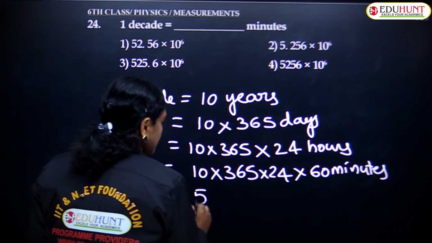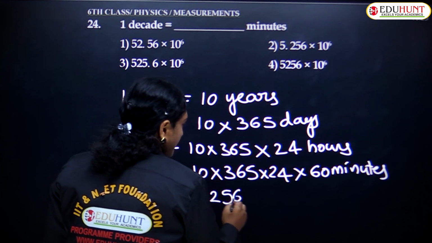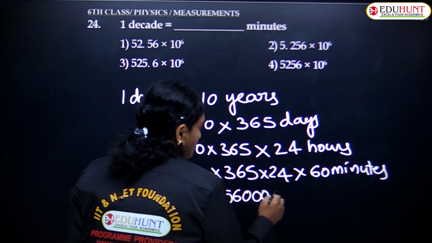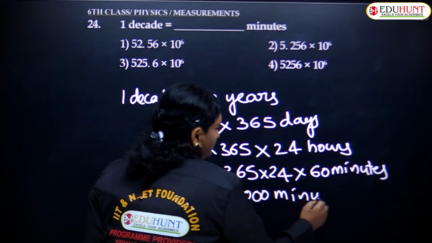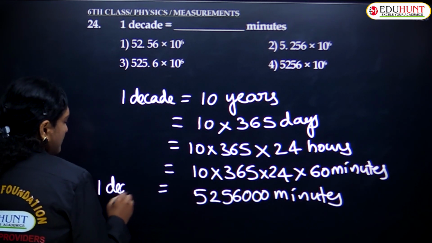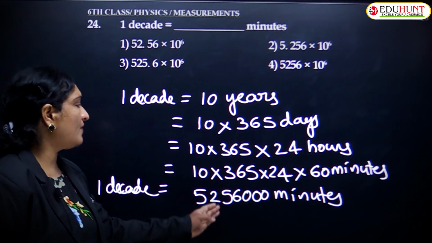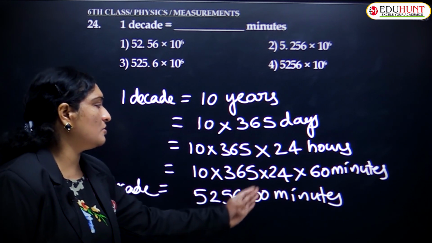How much will you be getting, children? Calculate it. 525600 minutes. Multiply and tell me, children. So what is the answer? Check your answer. 1 decade must be equal to 525600 minutes.